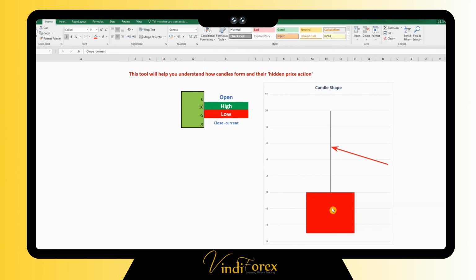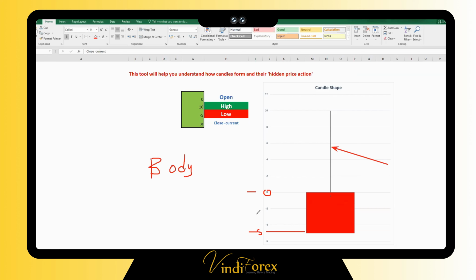If you can guess using this, use this scale. We can see here there's a -5 and there's a 0. So what forms the body of the candle? It's a question. Just let me know. There's a 0 and a -5, which is this. What forms the body of the candle?